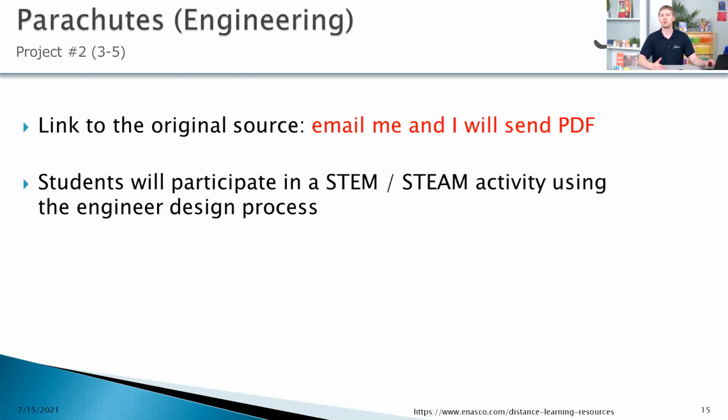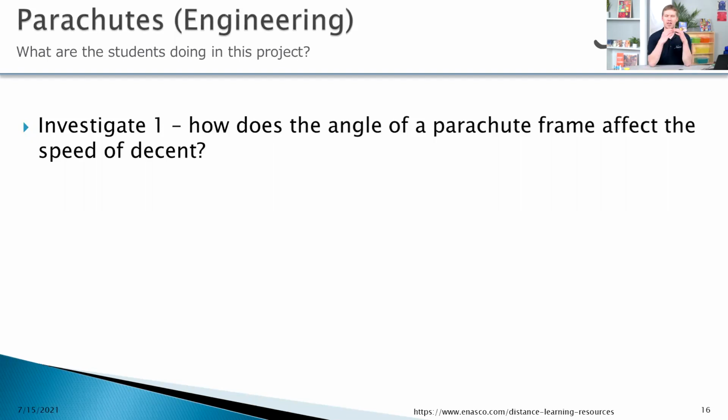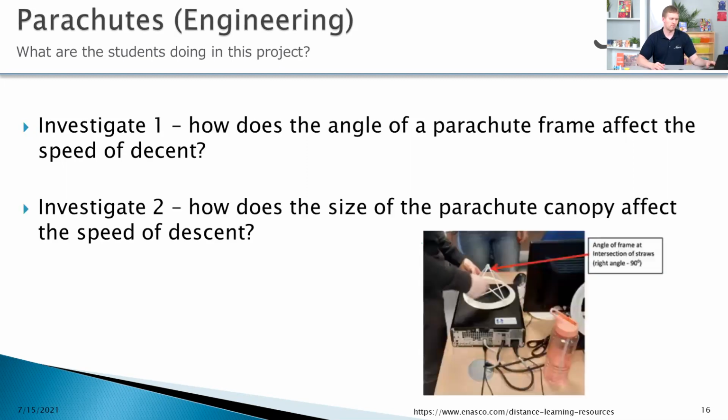Then we could get into parachutes, right? So we talked about gravity. Maybe the next extension to that is getting into parachutes, engineering some different things. So this is a STEM activity that you can utilize within your classroom. Investigation one: how does the angle of the parachute frame affect the speed of descent? You can go up or down depending on the technical aspects you want to get into, but this would be the first investigation.